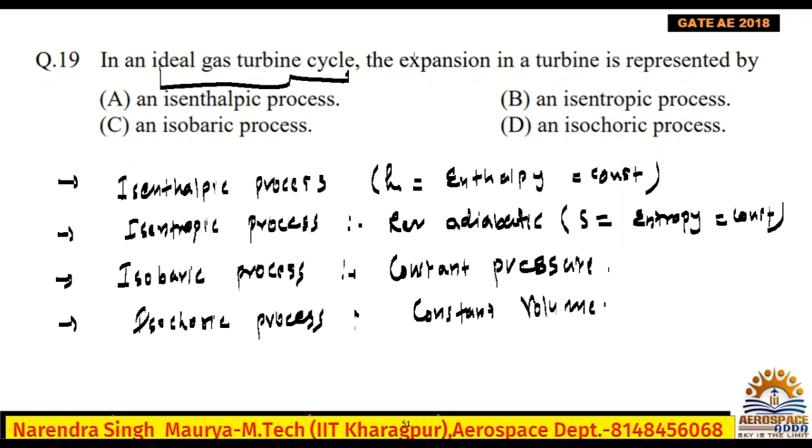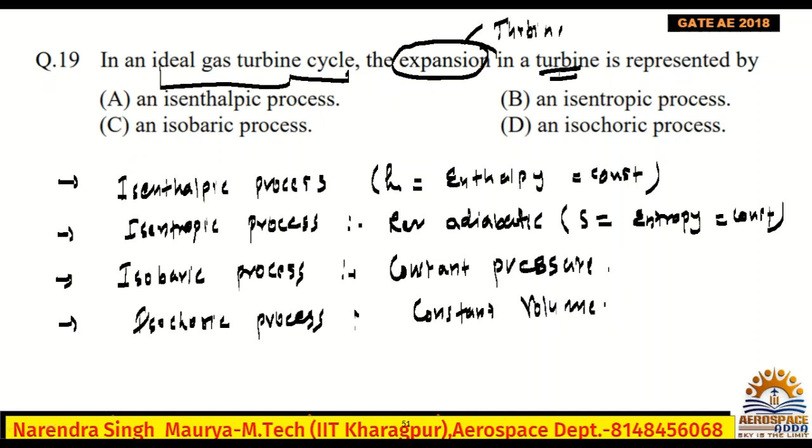Now we have expansion in the turbine. So where will expansion take place? In the turbine. It is clearly mentioned. Expansion always takes place in the turbine of a gas turbine engine. And where will compression take place? Compression will take place in the compressor. Combustion will take place in the combustion chamber. That you all know.